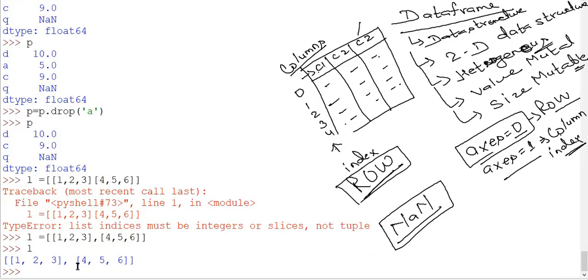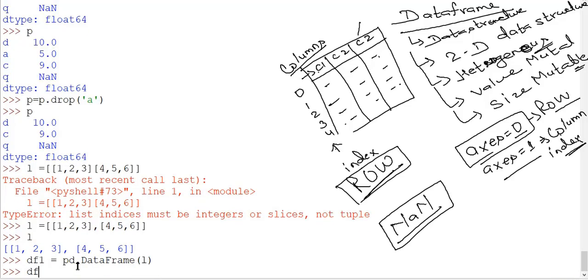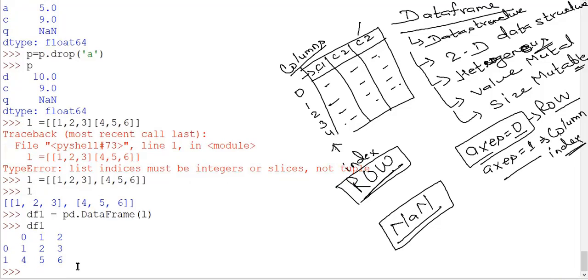Now I'm going to create a data frame, df1. To create the data frame, we need to call the DataFrame method. Here we simply provide L. What happens? It creates the data frame. Look at this, my data frame is created here. You can easily understand this.